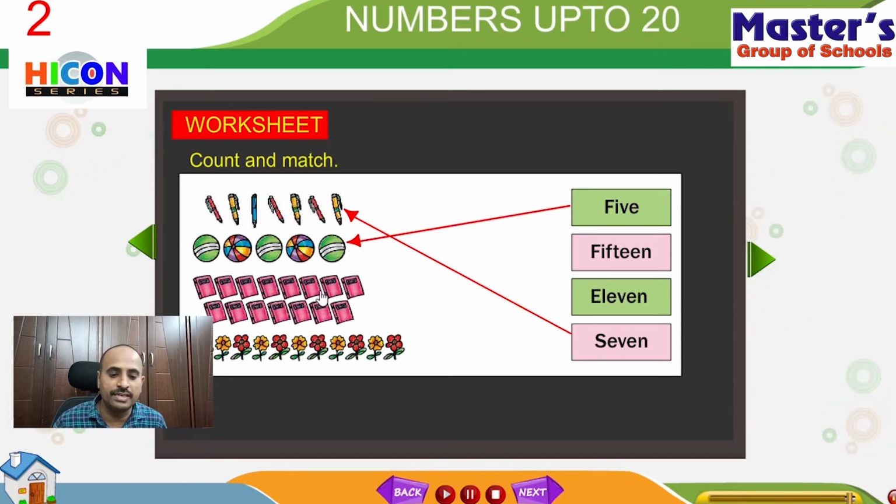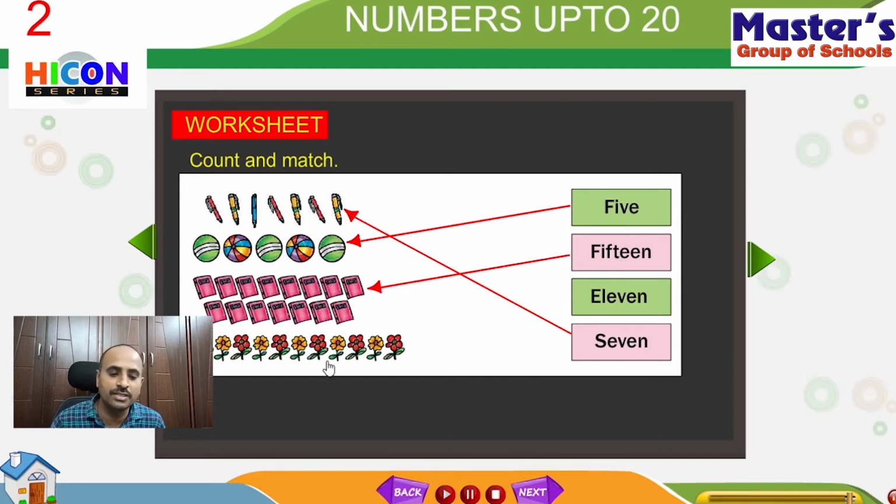So observe the third set of pictures. We are observing some books. So let us count the number of books in the third set. 1, 2, 3, 4, 5, 6, 7, 8, 9, 10, 11, 12, 13, 14, 15. So children, there are 15 books in the third set. So match these books with the number name 15. So let us find where the word 15 is on the right side. So here is the word 15. So match the books with the word 15.